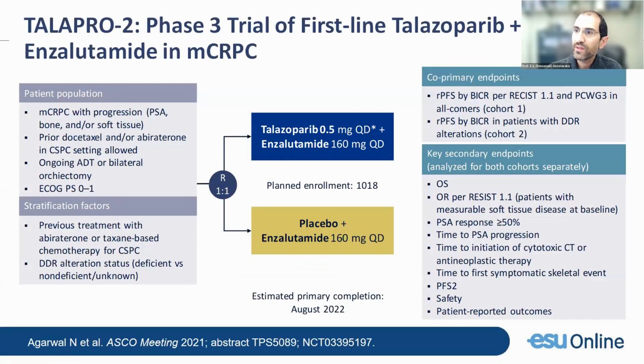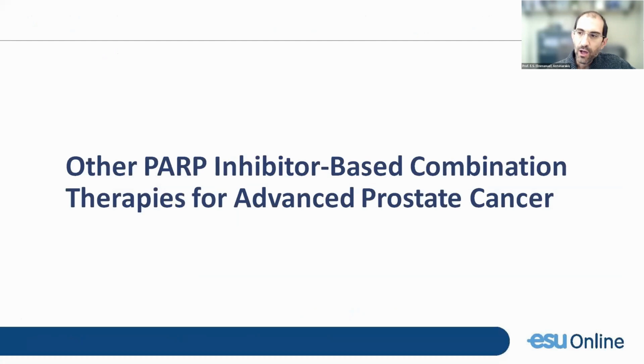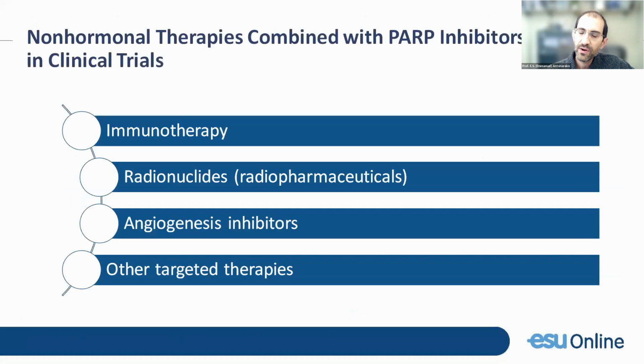There are two other studies. One of them is talazoparib plus enzalutamide, the TALAPRO-2 study, and another one with rucaparib plus enzalutamide. Neither of those two studies has results yet, and probably we have to wait at least 12 more months, maybe even longer, for the CASPAR study to read out. But these studies could be a tiebreaker if you are not sure whether there is a benefit of combination therapy. I also want to point out there are other combinations being explored, not just AR therapy plus PARP inhibitor. There are combinations with immunotherapies, radionuclides, angiogenesis inhibitors, and others.